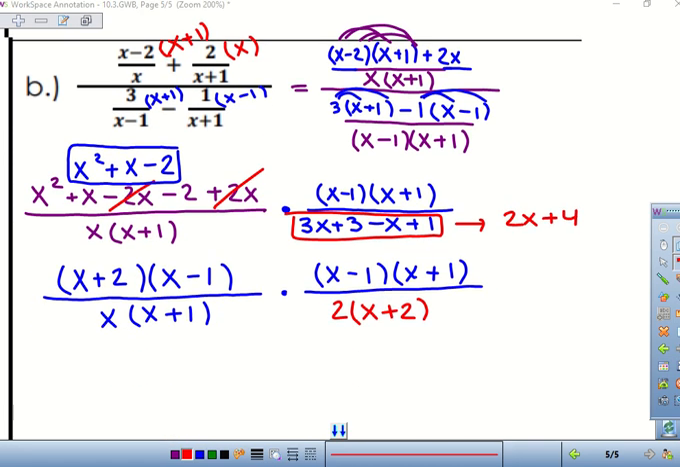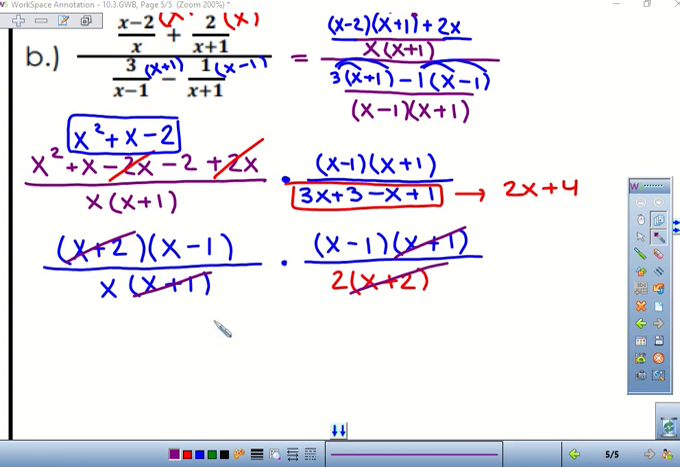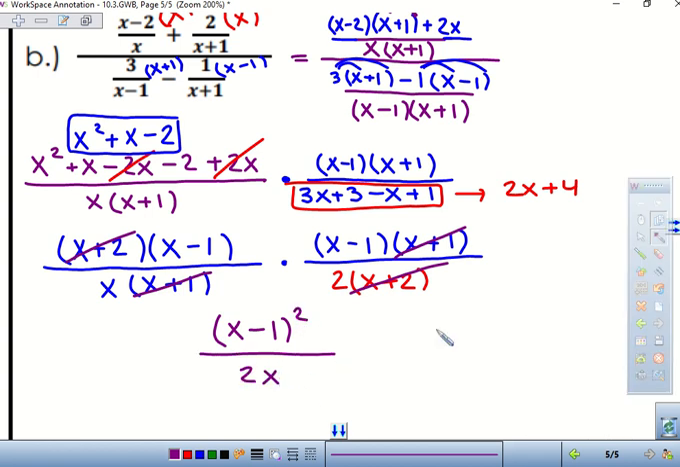Sorry. So what can I cancel out here? The x plus 2's cancel. The x plus 1's. Did the x minus 1's cancel? No. No, because they're both on the same. They're both on the top. So I can rewrite them as x plus 1 squared with my remaining denominator of 2x. And that's our final answer.